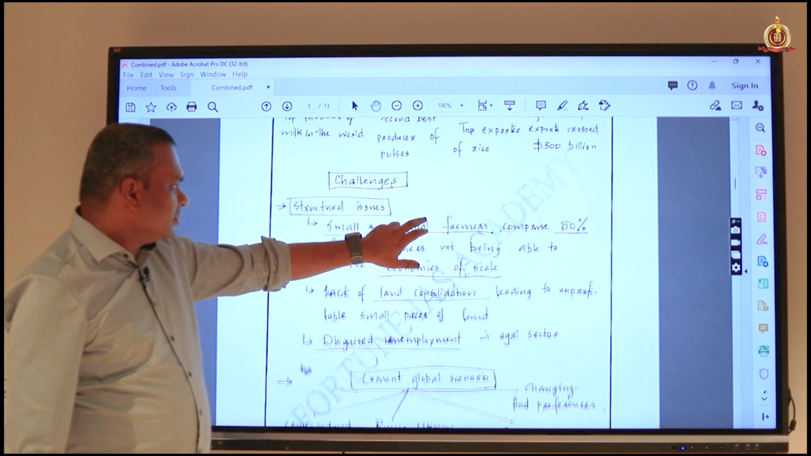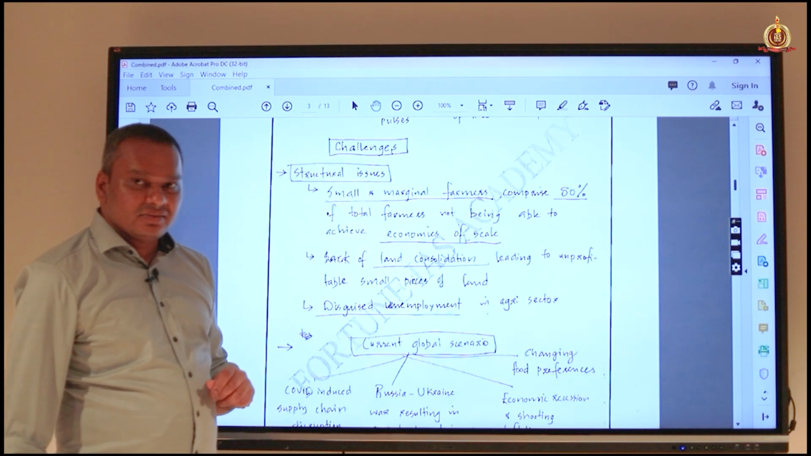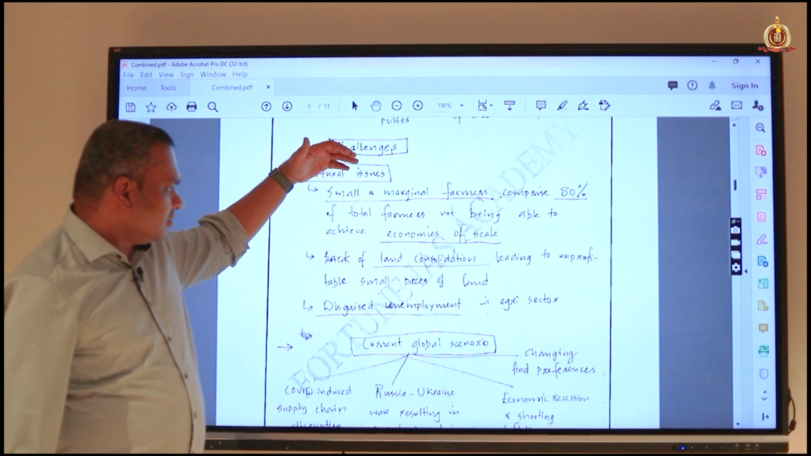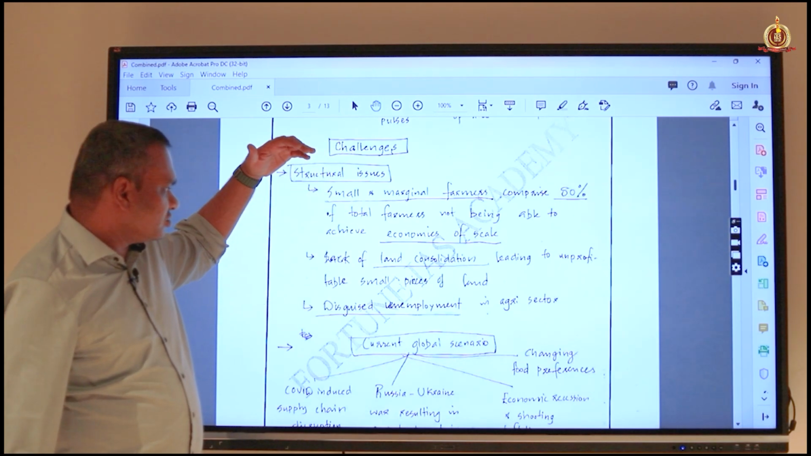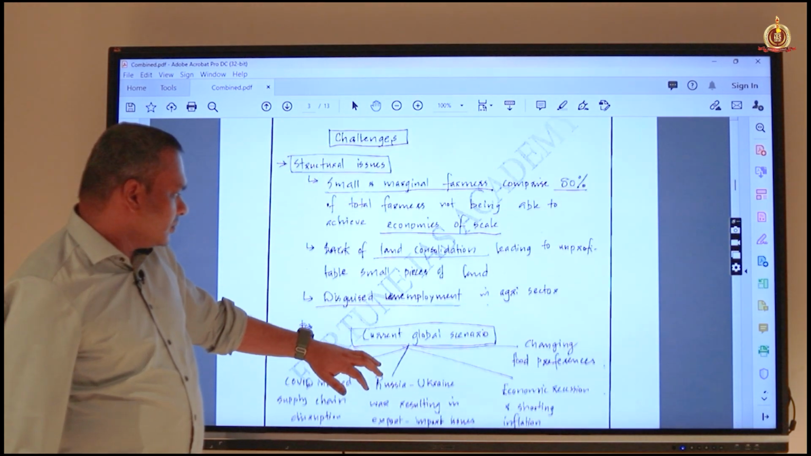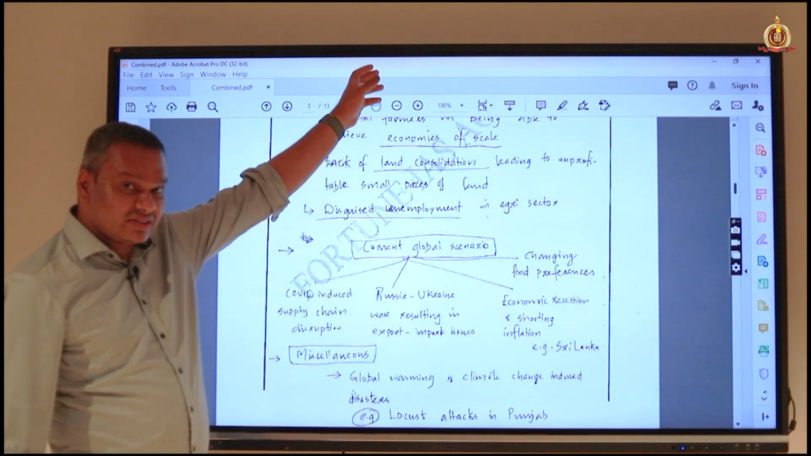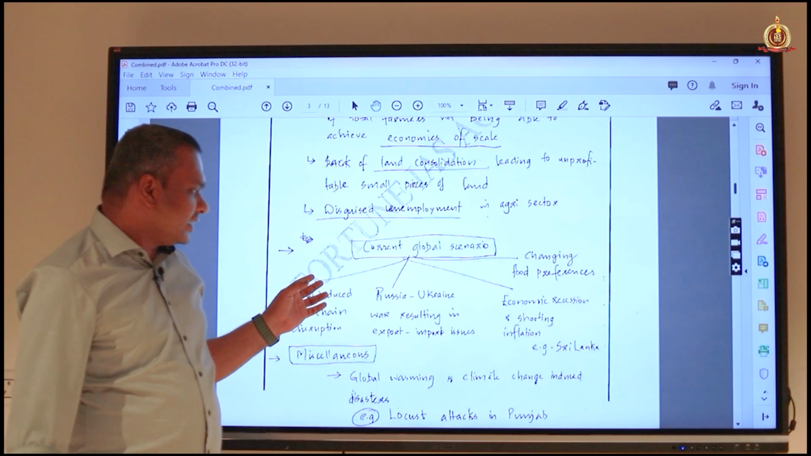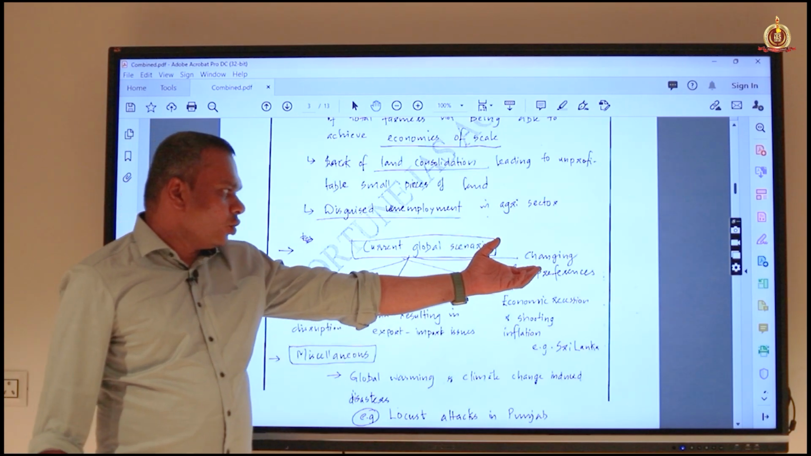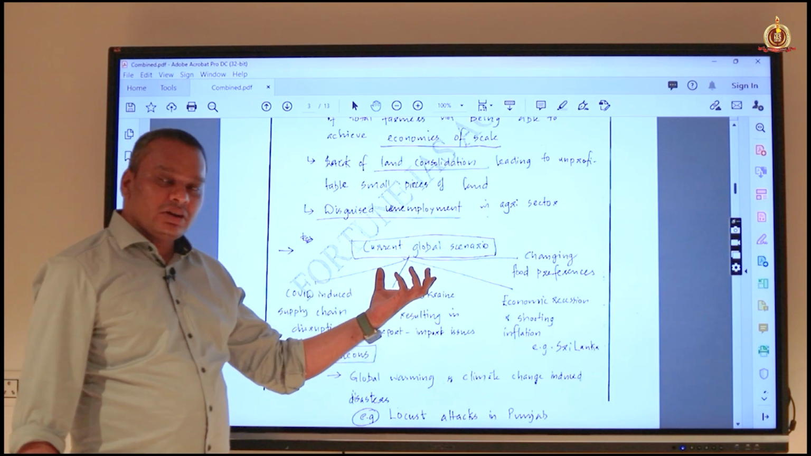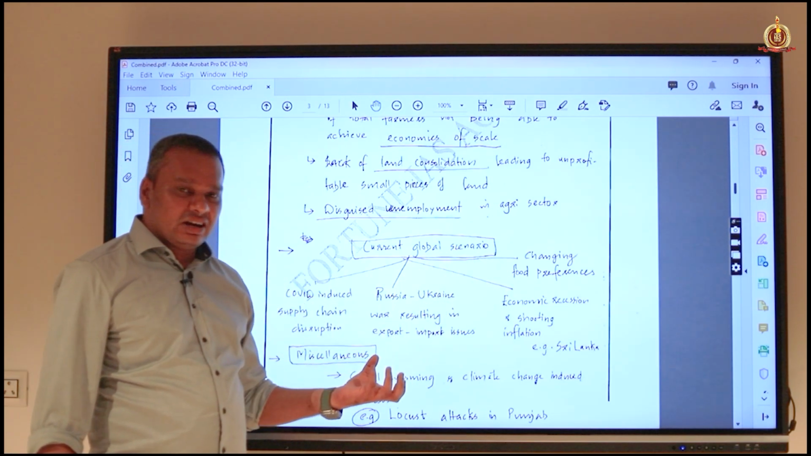Then we look at the challenges. So we have challenges and opportunities. Under challenges, again, she has used subheadings: structural issues, and challenges under the current global scenario. So there was this keyword, current global scenario. She's added current global scenario, Russia-Ukraine war, changing food preferences, etc. So basically one current affairs thing, and the rest of the things are general points.